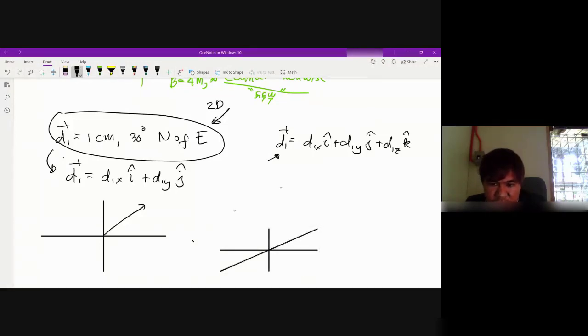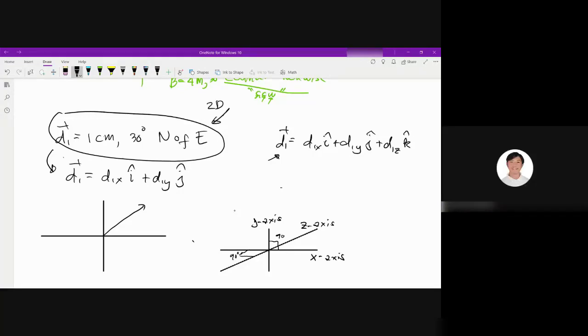Okay, for example, this is our x-axis here, this is the y-axis, and this would be our z-axis. This is what we call three-dimensional space. You can imagine that this is perpendicular to this, and this one is perpendicular too, 90 degrees. This is 90 degrees.